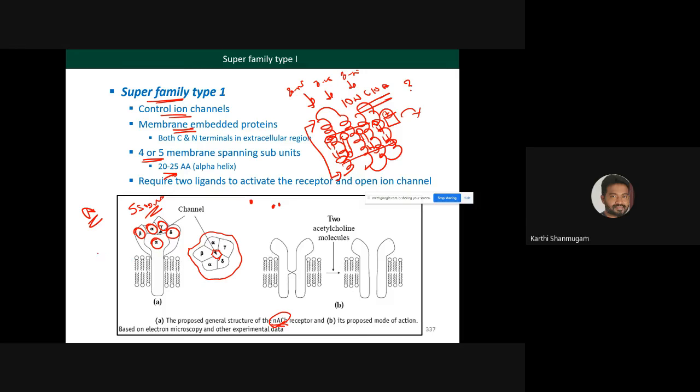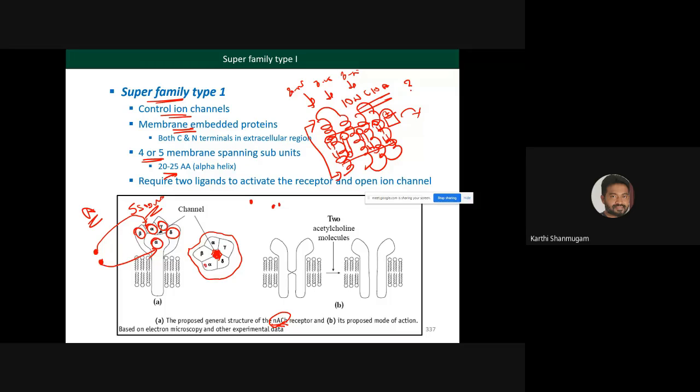Assume that this red dot is the acetylcholine molecule. Whenever 2 molecules of acetylcholine come, the first acetylcholine goes and binds to this alpha chain, and the second acetylcholine goes and binds to the second alpha chain. So if the 2 alpha chains are occupied by acetylcholine molecules, this is the closed form of the ion channel.